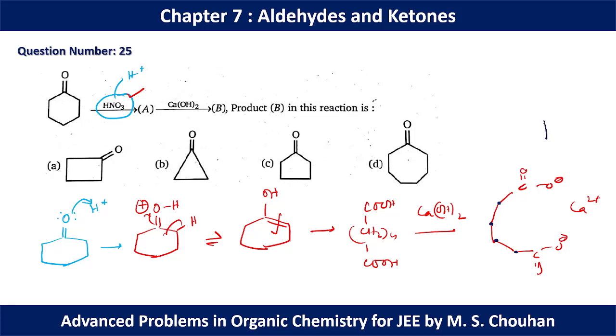Now if we heat this, calcium carbonate will be eliminated from the system, so there will be a carbon loss. Initially we have 6 carbons, and in the final product we must have 5 carbons, and the only 5-carbon-containing product is option C. So the final situation we will have a product like this. So for question number 25, option C should be the correct option.